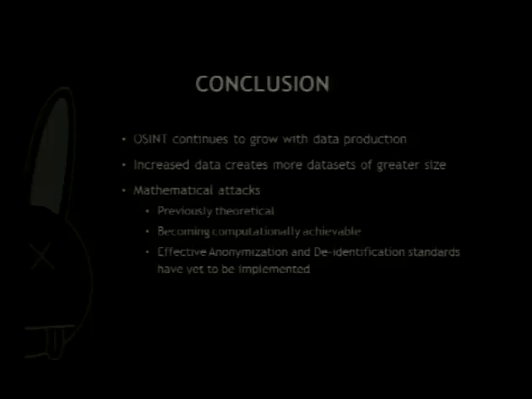Anyone familiar with that? So it becomes: can this be done in polynomial time, or is it P versus NP? Anyway, a lot of these attacks are becoming computationally achievable because we have more powerful computing platforms, but we don't have any standards in place. There's no real standard security implementation for protecting this anonymous data. So that's something that needs to be done.